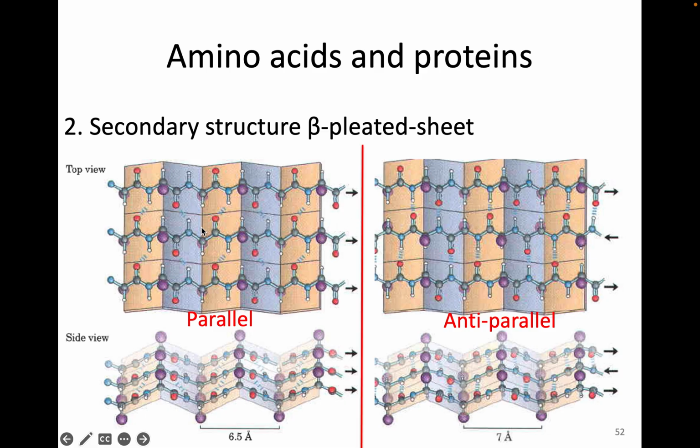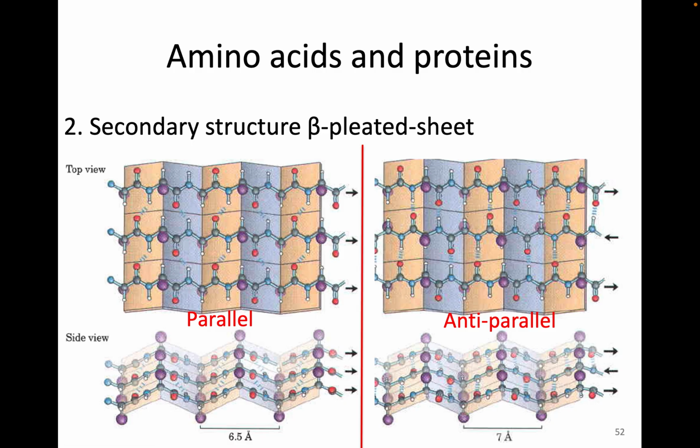Parallel fashion is when hydrogen bond occurs between N-terminal to C-terminal and N-terminal to C-terminal chains, or between C to N terminal and C to N terminal chains. In contrast, antiparallel fashion is when hydrogen bond occurs between N-terminal to C-terminal and C-terminal to N-terminal chains, or between C to N and N to C terminal chains.